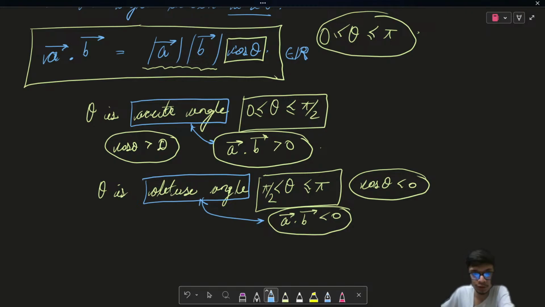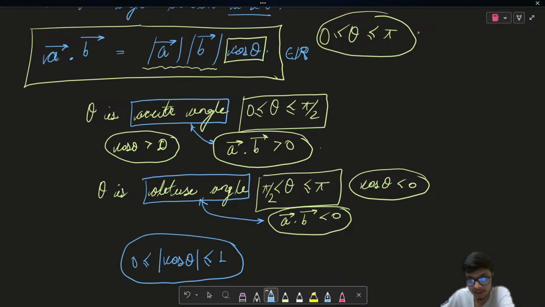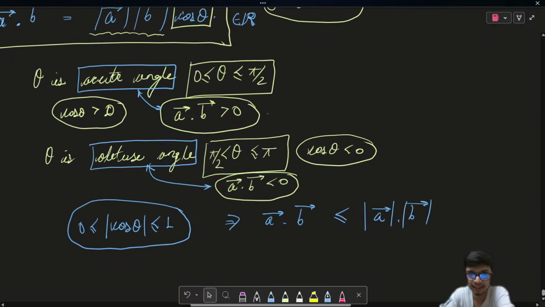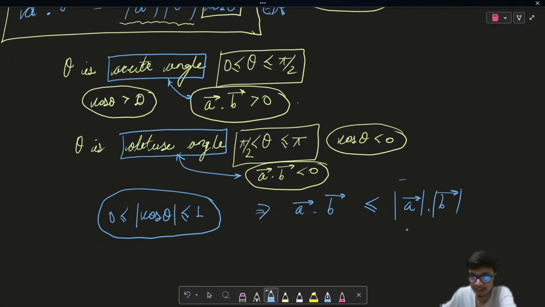Also, we know from trigonometry that the mod of cosine of theta obviously lies between 0 and 1. So the maximum value of cosine of theta is 1. From here, I can make another statement: the scalar product is less than or equal to mod of A multiplied with mod of B. So there is a strict bound on this scalar product, that is, it is less than or equal to the product of the magnitudes of these two vectors.